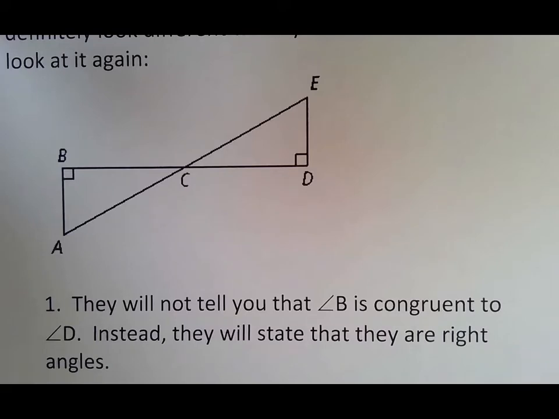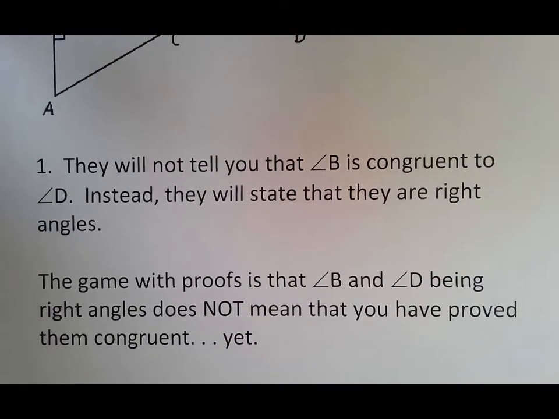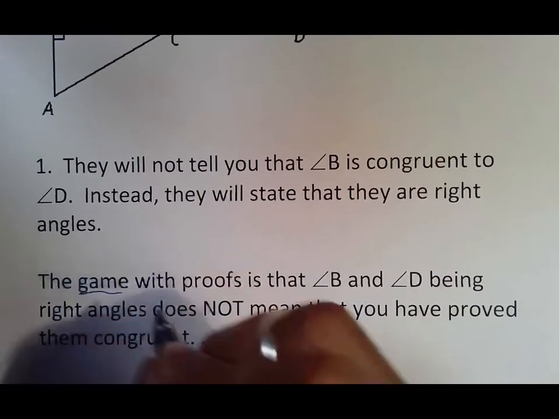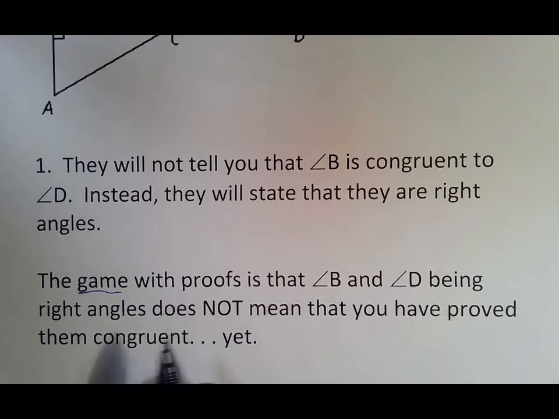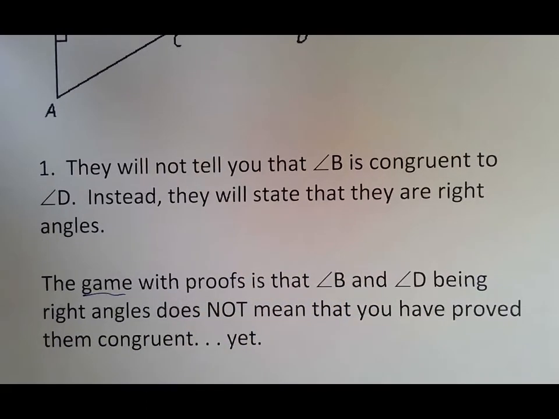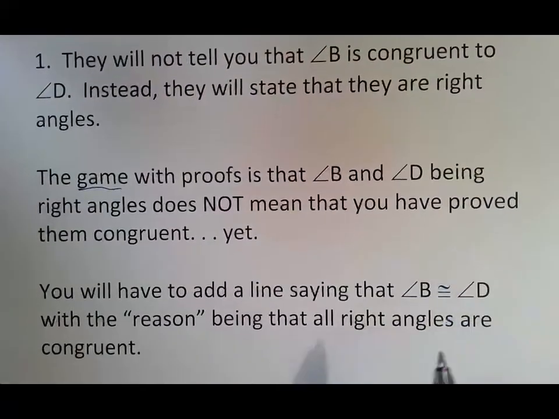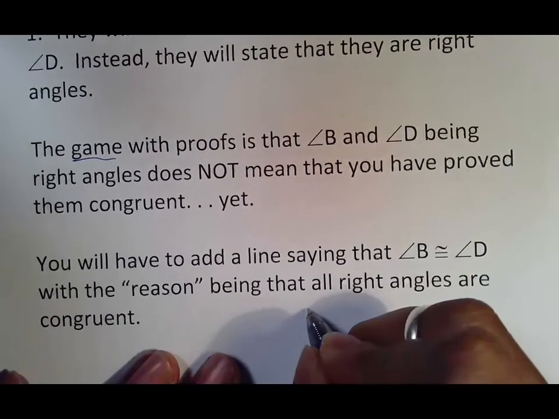Well, if they're right angles, that means that both of them are 90 degrees, which means that right angles are the same. So the game with proofs, and remember I did call it a game, is that if B and D are right angles, it doesn't mean that you've proved them congruent. You've just said they're right angles. So what you'll have to do is first off say that B and D are both right angles, and then you'll have to say that B is congruent to D because all right angles are congruent. So that would actually be 2 steps. So you would actually have to say, let's say this is step 3.